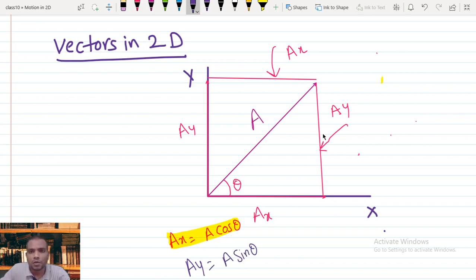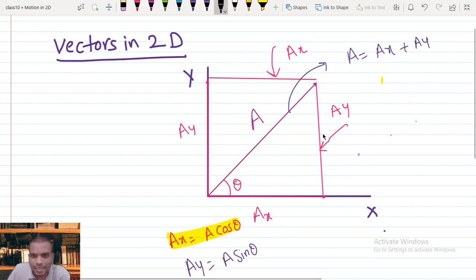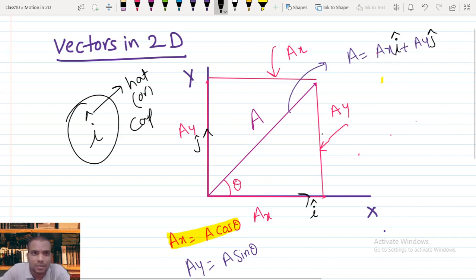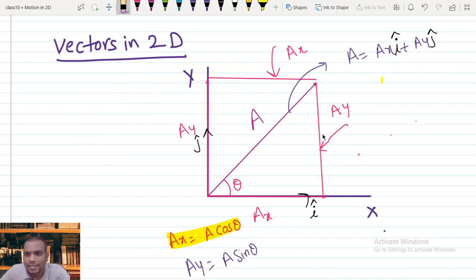Now by using these two expressions, we try to write the equation for a vector. Vector A equals AX plus AY. Here one very important thing is missing: the unit vector along the x-axis is i cap, and along the y-axis is j cap. So this equation is incomplete unless we add the direction. i cap, or i hat, is pronounced as i hat, just like hat or cap. Now the equation for vector A is A equals AX i cap plus AY j cap.